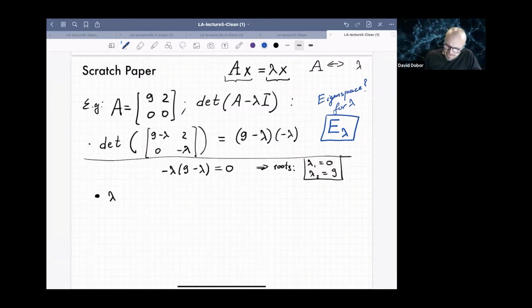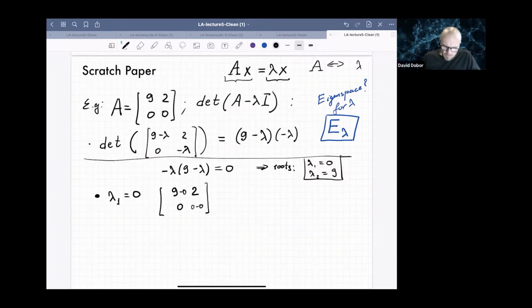So let's find the eigenspace. It's a one-dimensional space. So let's take lambda 1 equals 0. How do I solve for the eigenvector? How do I find the eigenvector associated with this? So 9 minus 0, 2, 0, 0 minus 0.